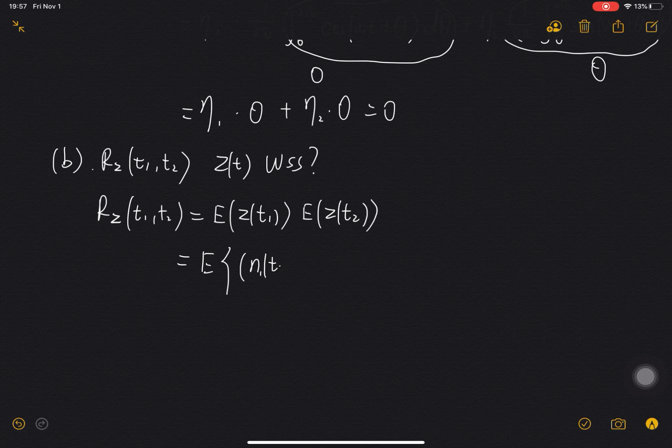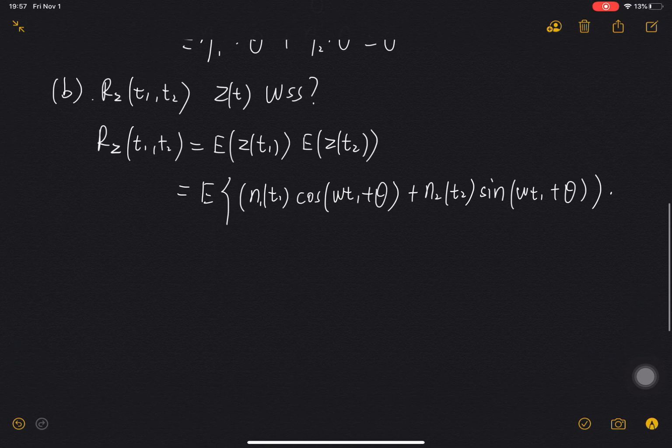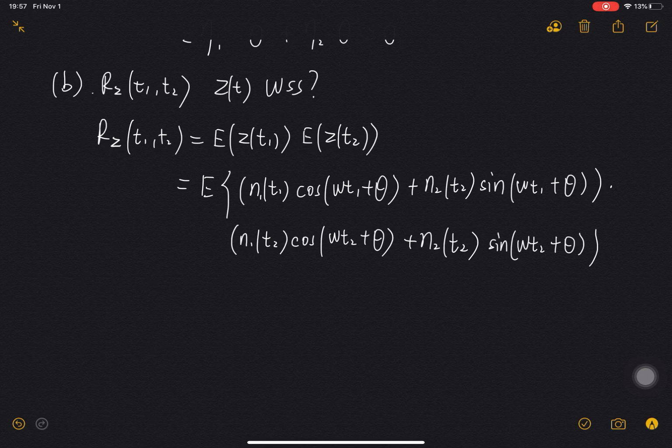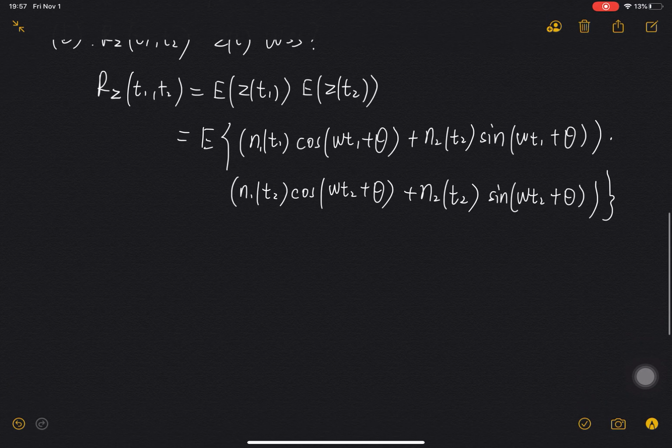It's n1(t1) cosine(ωt1 + θ) plus n2(t1) sine(ωt1 + θ) times n1(t2) cosine(ωt2 + θ) plus n2(t2) sine(ωt2 + θ), right? So this is the equation of the expectation we have.